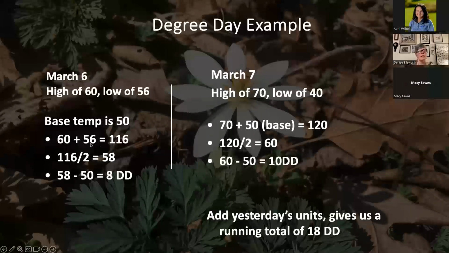So we're taking our daily average, the high plus the low, divided by 2. We subtract our base temperature, 50, and we get 8 degree day units that have accumulated at the end of March 6th. That doesn't mean there have been 8 warm days or 8 days with over 51 degrees. It means we have 8 degree day units, right? Scientists call them that. They could call them avocados. It just is a measure of accumulated heat, and we just have to get used to it.